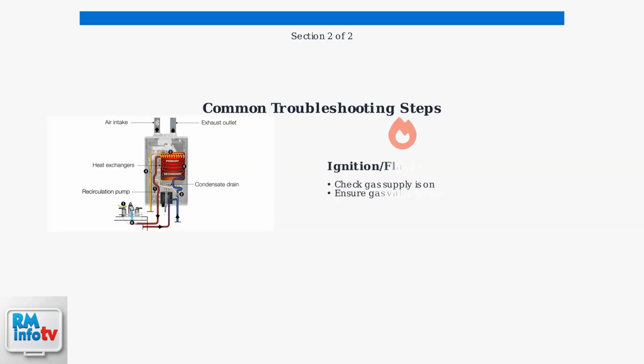For ignition or flame failure issues, first check that your gas supply is turned on and the gas valve is fully open. Also, ensure there are no obstructions in the venting system. For overheating problems, you'll need to check your thermostat settings and look for any error codes that indicate sensor issues.